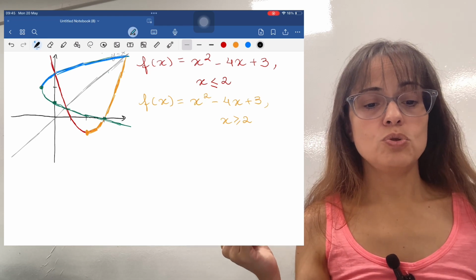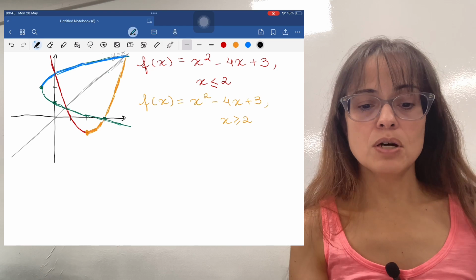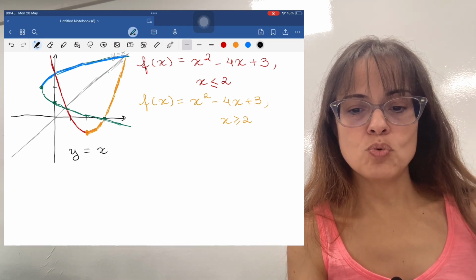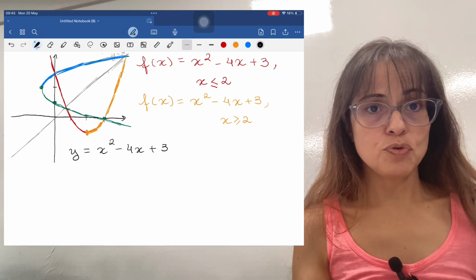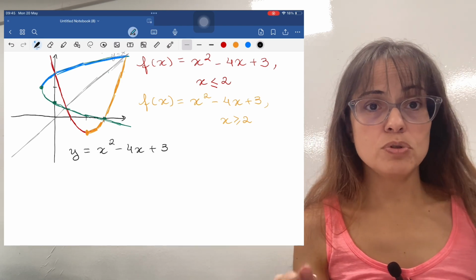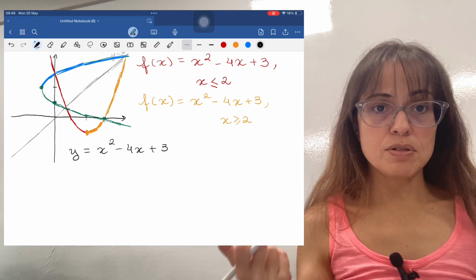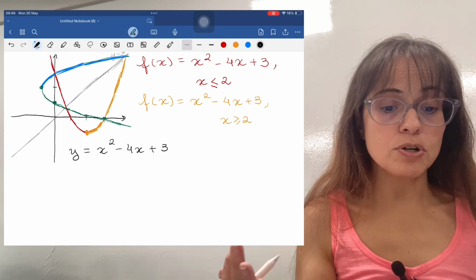Now I want to do the green and the blue one. Let's try to do this in the algebraic way. So we have y equals x squared minus 4x plus 3. In principle, this works for both of the functions. I'm not going to have to do the same calculation twice because the only difference between the functions is the domain. Their expression is the same, so algebraically it shouldn't matter.